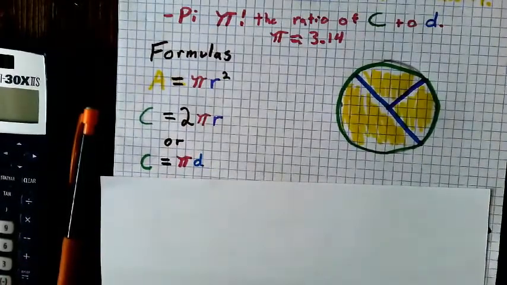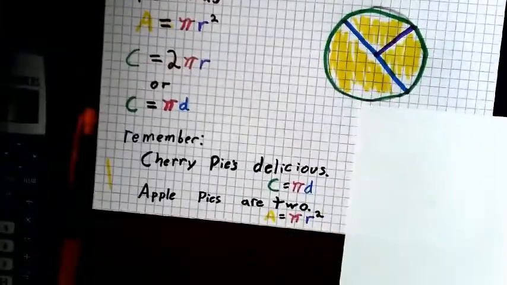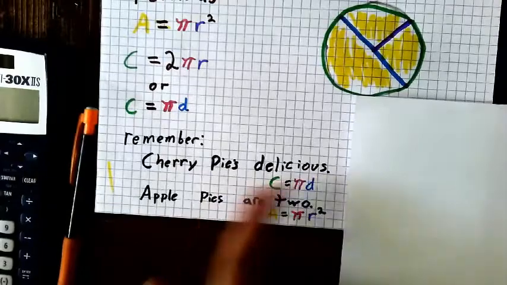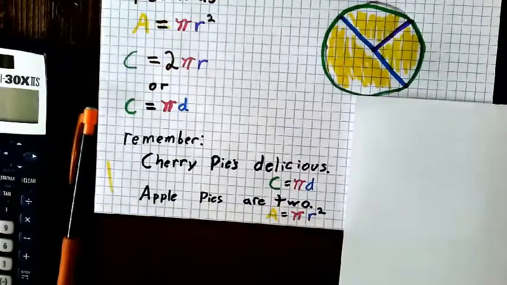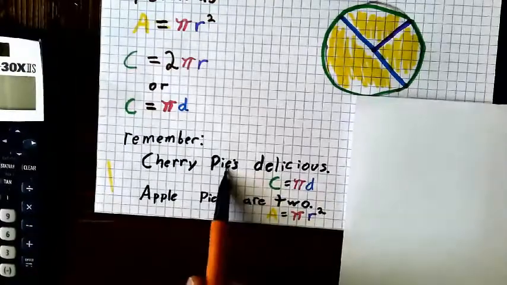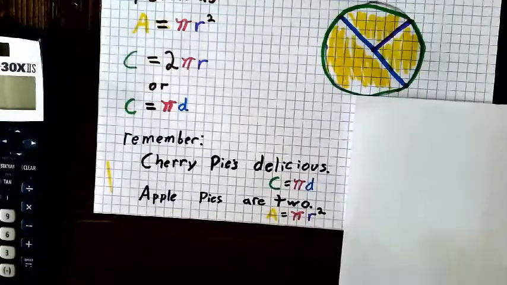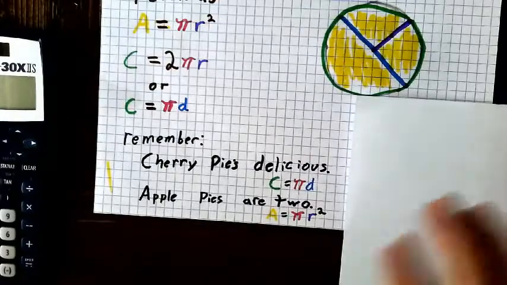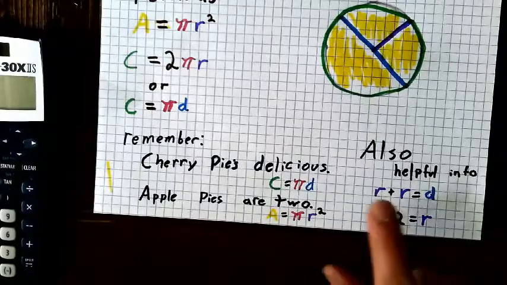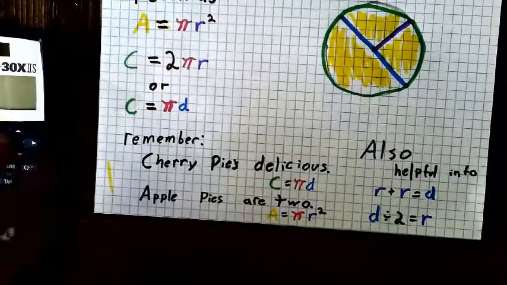And the reason why I prefer that is because it helps me remember it with this little thing that I have, and I like to share with you guys. So remember, cherry pie is delicious, apple pies are too. So that goes exactly with the formulas. C equals pi times diameter: cherry pie is delicious, apple pies are too. Okay? So we're going to remember those things, and also some helpful information is that radius plus radius is diameter, and diameter divided by 2 is the radius.